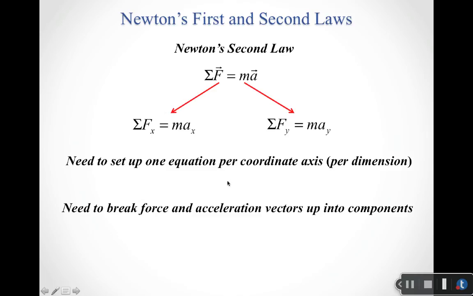So this means two things. One is we're going to set up one equation per coordinate axis, just like we do with any vector problem. And then the second thing is that we need to then break force vectors and acceleration vectors up into components. And we'll see that when we take advantage of the direction of the acceleration, we're going to break up the acceleration vector in a very specific way each time. And then once we've picked our coordinate system, we'll break up the force vectors based on our choice of coordinate system. So this is the basic structure that we're going to use in terms of working a Newton's second law problem.